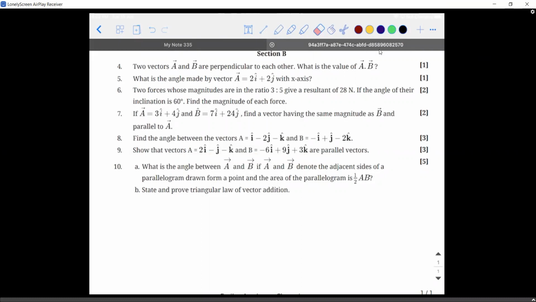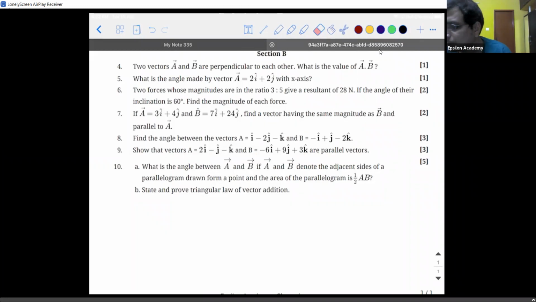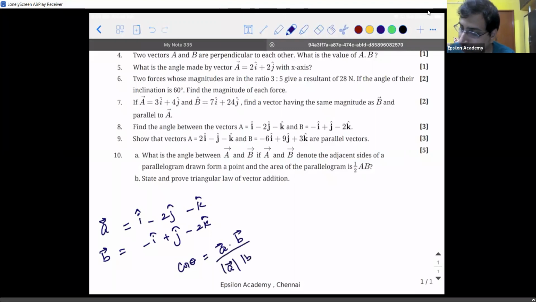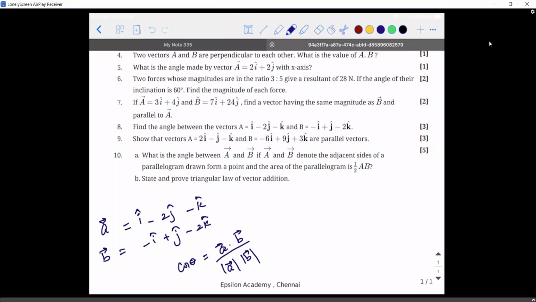Okay. One minute, let me check it. So A vector is equal to I cap minus 2j cap minus k cap. B vector is equal to minus I cap plus j cap minus 2k cap. What formula did you guys apply? Cos theta is equal to A vector dot B vector divided by magnitude of A vector into magnitude of B vector. Is this the formula you applied? Yes, sir. Then there is no chance, man.